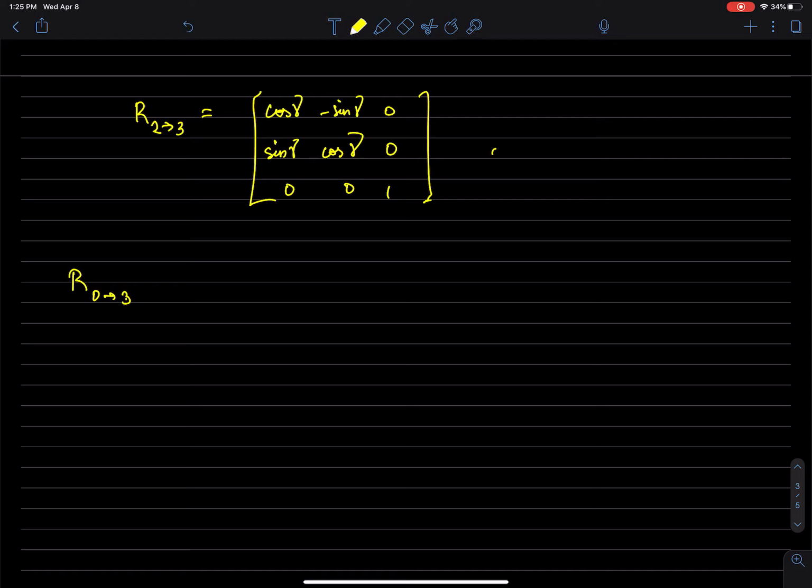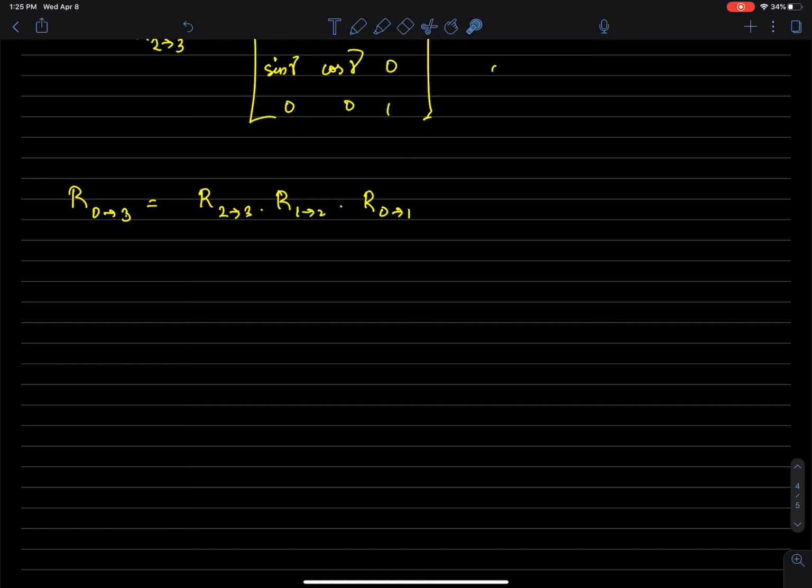And of course the full rotation matrix that takes you from frame 0 to frame 3, like we discussed, is the product of, well, first we apply R0 to 1, then we apply R1 to 2, then we apply R2 to 3. So this acts on the result of this, and this acts on the result of these two together. So that's why it's in the sequence.